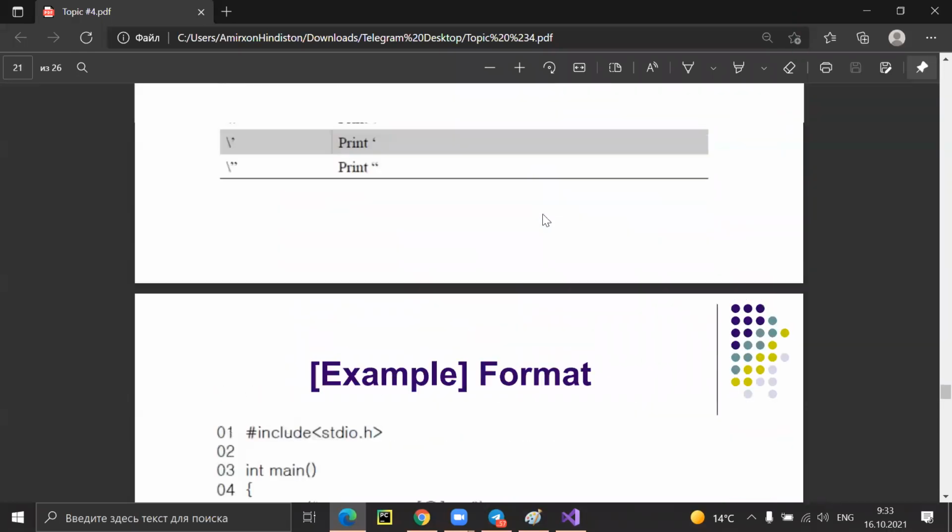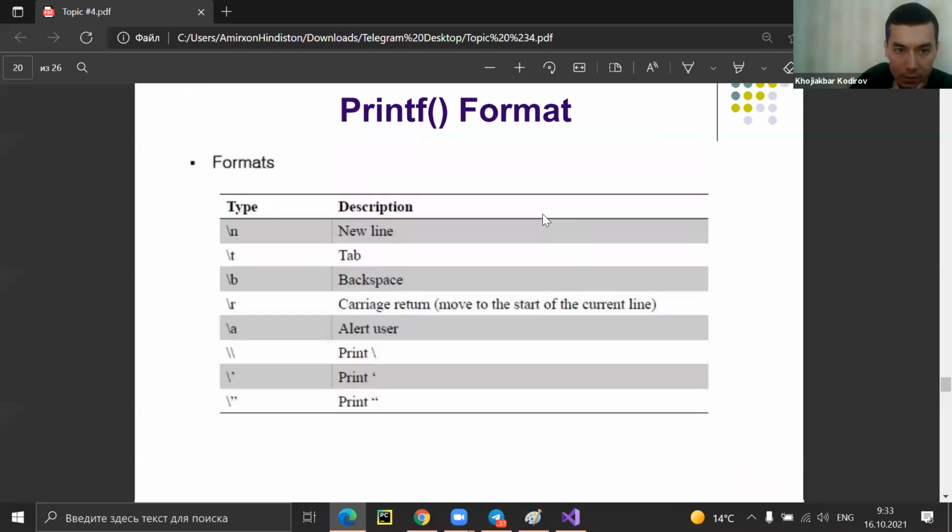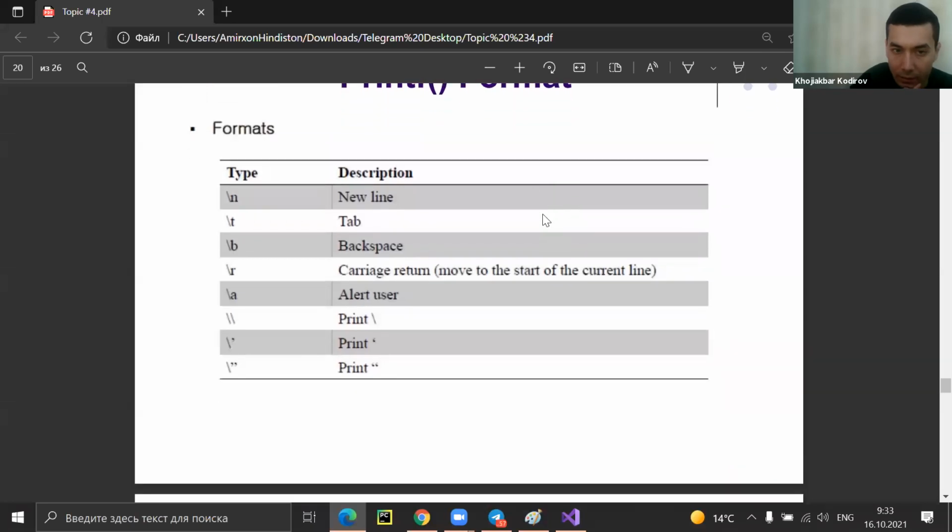Okay, then guys, we talked about this. Tab, backspace, carriage return, alert, print, how we print quotes, double quotes, new line.